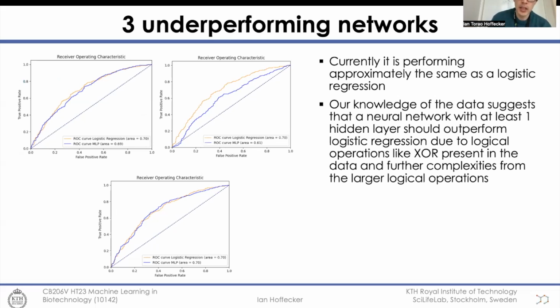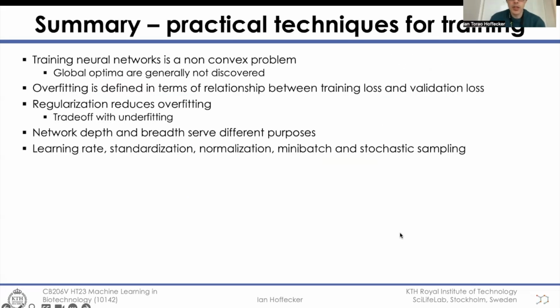And the task here is to deal with 3 underperforming neural networks that have been set up, but are each performing poorly or as well as logistic regression in a case where we're expecting the structure in the data to be represented by a neural network better than what you would achieve with a logistic regression. So we're looking for a receiver operating characteristic that gets us above this orange line here. So that was the exercise.